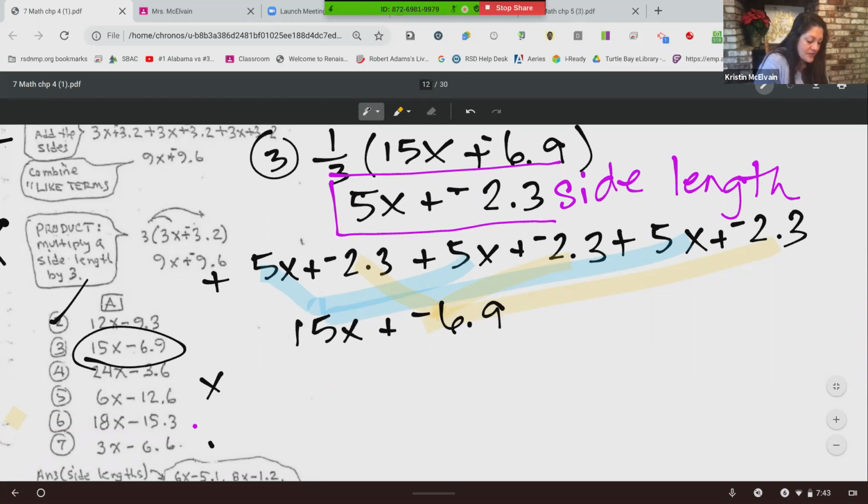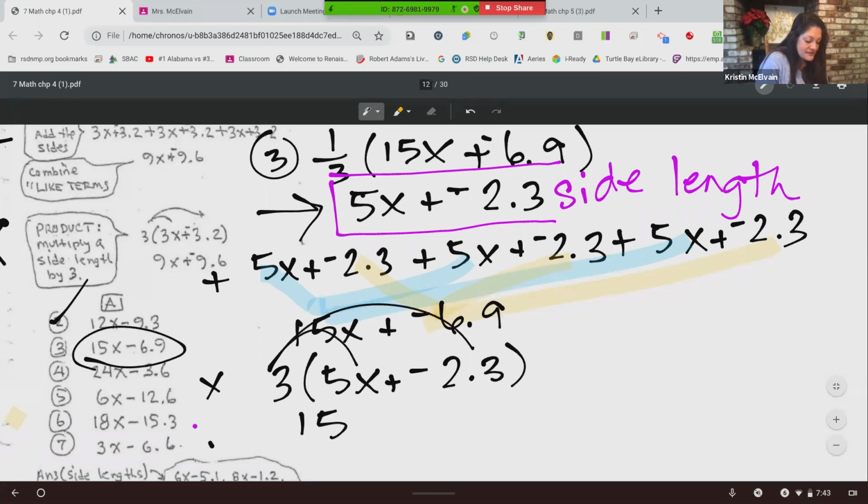Then we're going to show it with multiplication. So we're going to take our side length, multiply it times 3, which you see is just the opposite of how we started, multiplying times 1/3. So 3 times 5x plus negative 2.3. Distribute. That gives us 15x plus negative 6.9. All right, so we are good with number 3.